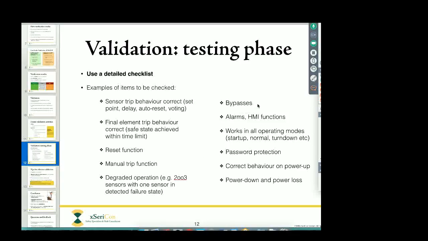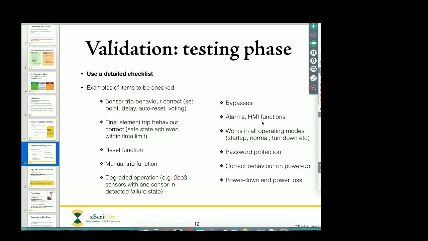Bypasses. If you have, for example, maintenance overrides or even operator, please don't have operator overrides, but if you do have, maybe you need them for startup, things like that. Do they work? If they have timeout, which hopefully they do have an automatic timeout that clears the bypass after a preset period of time, does that work correctly? Is there a clear indication on the HMI of when a function is bypassed? If there are restrictions on bypasses, maybe let's say you're only allowed to bypass one function at a time, or maybe only one sensor at a time, does that work correctly? Needs to be tested.